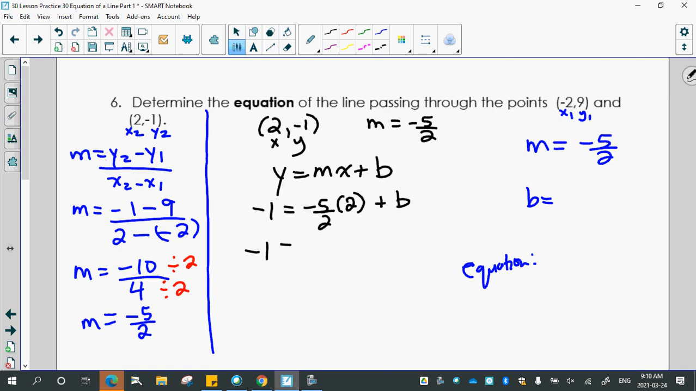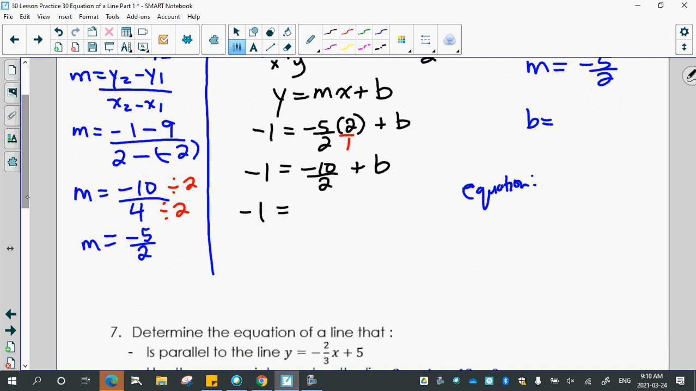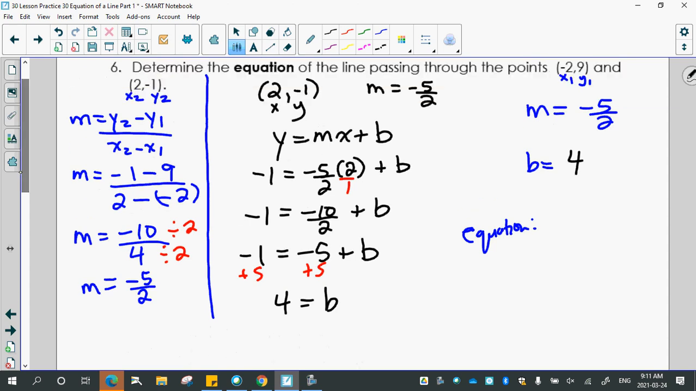Then I have to multiply the fraction by the integer, so top by top, bottom by bottom. Then I see, does 2 go into 10 evenly? Yes. What do we end up getting? -5? I want to get b by itself, so what do I do to both sides? Yep, add 5. So I end up getting b being 4. So no matter which point you chose, you should have got b equals 4. How many people were able to work through and get b equals 4?